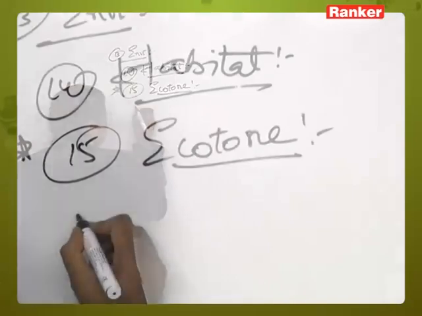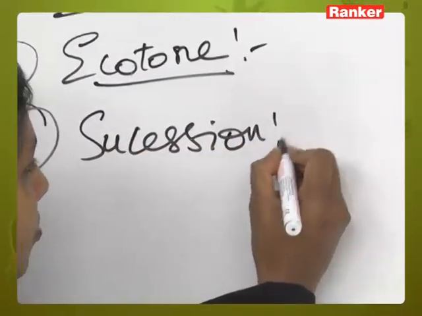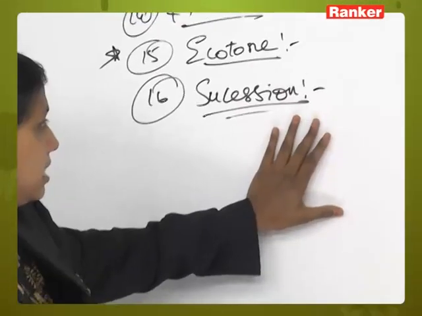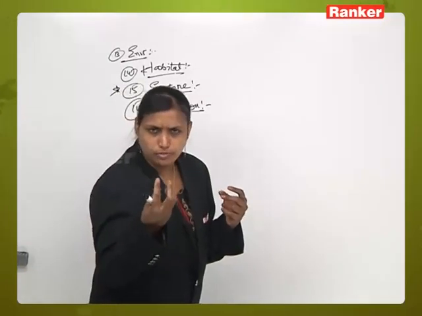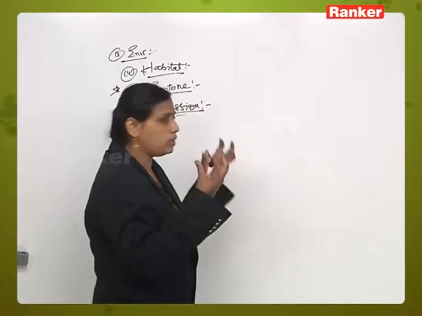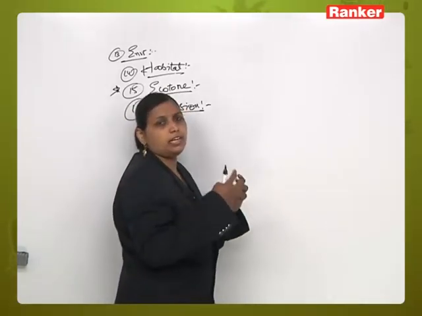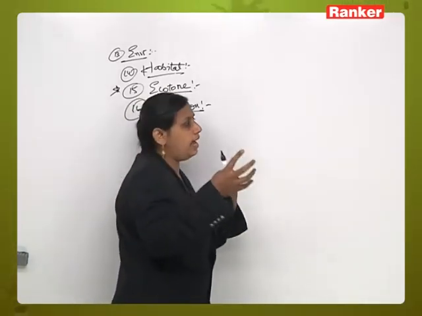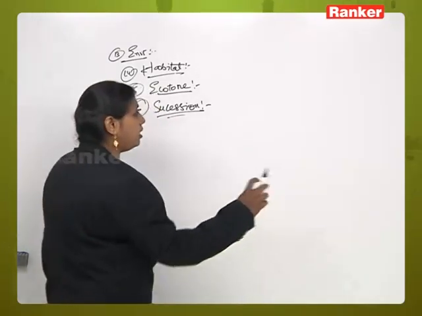And the next one, the sixteenth, is succession. What is succession? This is a biological natural process in which groups of different communities come together and colonize the same area over a period of time, and a definite sequence of growth is seen. That is called succession.